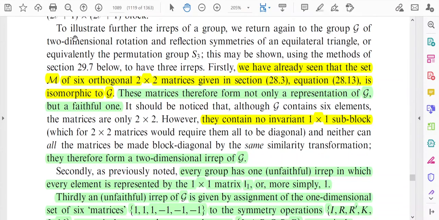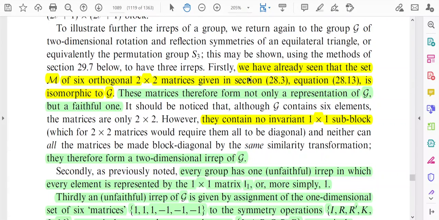We return again to the group G of two-dimensional rotation and reflection symmetries of an equilateral triangle, or equivalently the permutation group S3. This may be shown, using the methods given below, to have three irreps. So they have a total of 3 irreps.